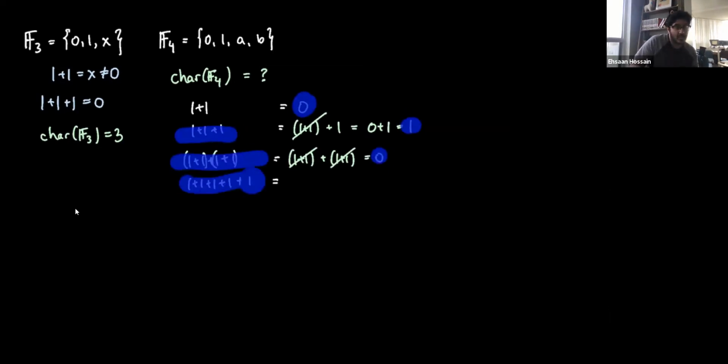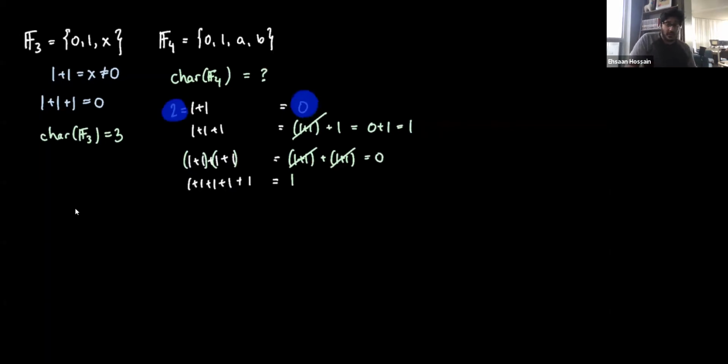What about 5 1s? 1. So you see a pattern. 0, 1, 0, 1. So if I do 1 plus 1, and also it's getting annoying to write out all these 1s, you can actually call this 2 if you want. 2 is defined to be 0 in F4. 3 is defined to be 1 in F4. 4 is defined to be 0. 5, well, it's not defined to be 0. It's defined to be 1 plus 1 plus 1 plus 1 plus 1, which happens to be 1, and so on.